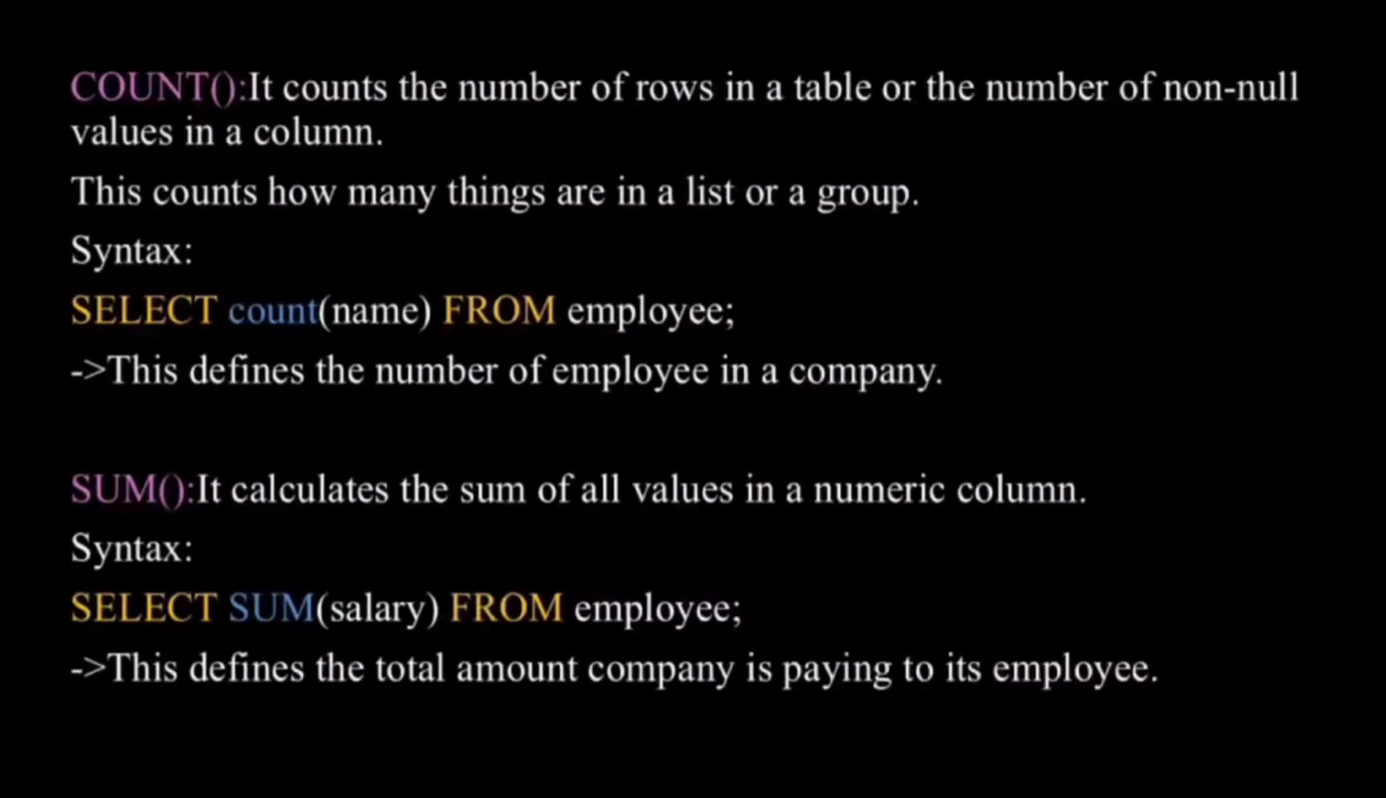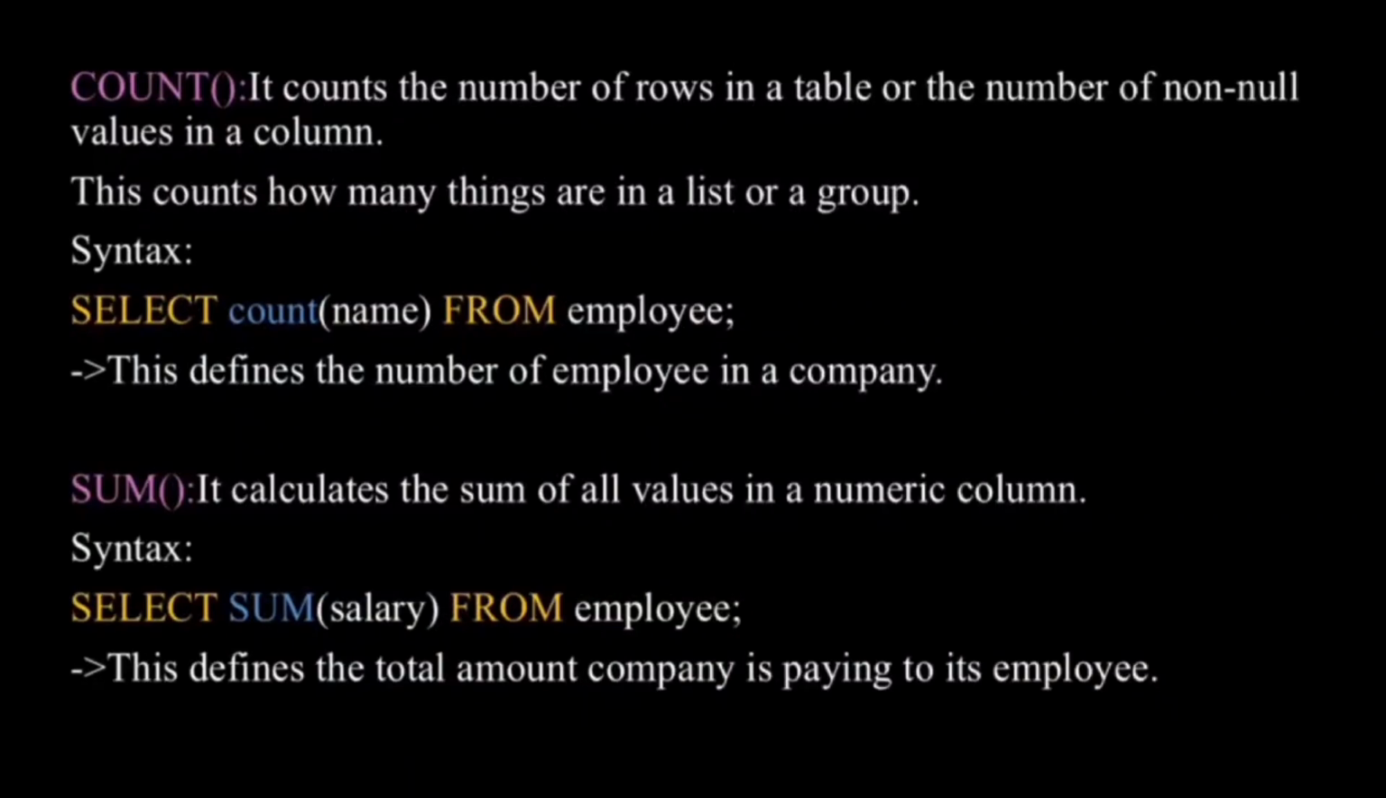Let's discuss the aggregate functions one by one. Count function: it counts the number of rows in a table or the number of not null values in a column. This counts how many things are in a list or a group. Let's understand the syntax: select count of name from employee. So this gives the number of employees in a company.